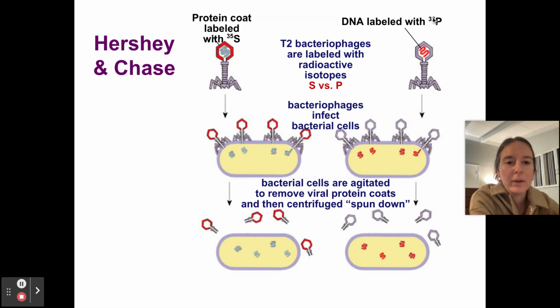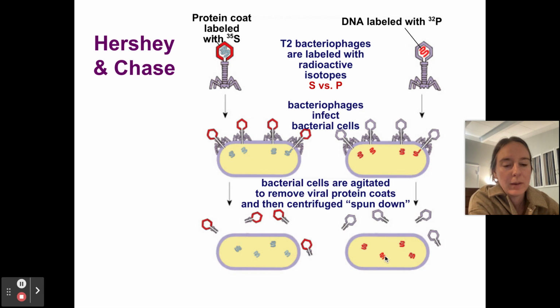However, in this one, because you mixed it with phosphorus, the phosphorus was incorporated with the DNA. It can stick to the DNA. The DNA enters into the bacteria cell here. The protein exterior, that's the shell or the skeleton of the bacteriophage, will be removed after the centrifuge, after the blender.